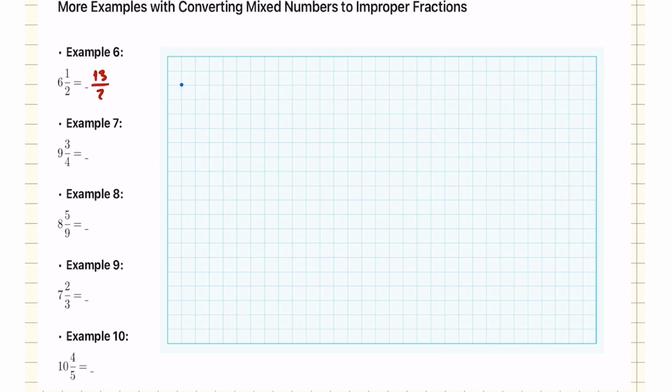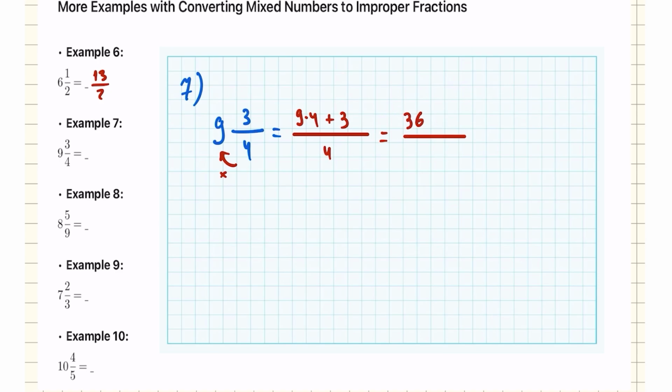Now number 7, we have 5 and 3 over 4. We know the trick. We need to multiply the whole number and denominator. We will get 9 times 4 plus the top part, 3 over 4. We now simplify this. 36 plus 3 over 4. And this is 39 over 4. That's the answer, number 7.